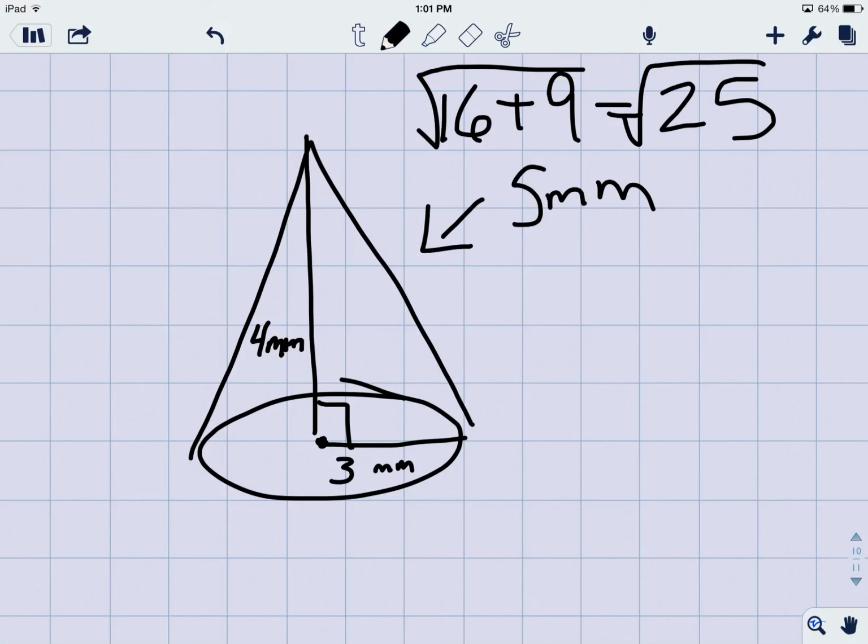Wouldn't it always be larger than the actual height? The hypotenuse? Yes. It will be closer to one of the other legs. The slant height will always be larger than the actual height.